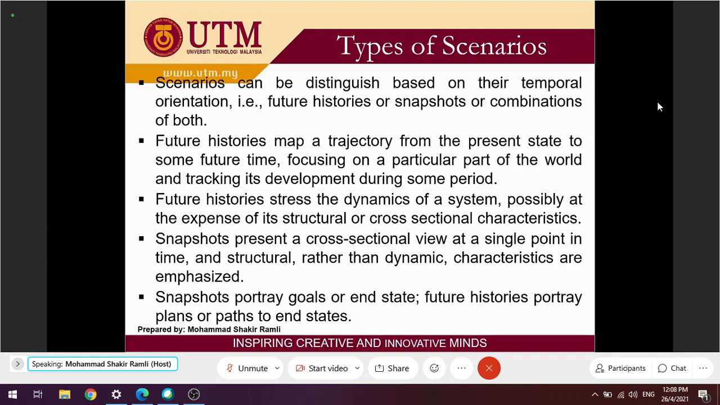However, in a snapshot, we just take a cross-section at one time, a single point in time. It highlights more on the cross-sectional view at a particular time. Snapshot portrays goals or end state. Future histories portray plans or the path to the end state. So that's the difference between snapshot and future histories. As I told you, future histories is more or less like a milestone or timeline.